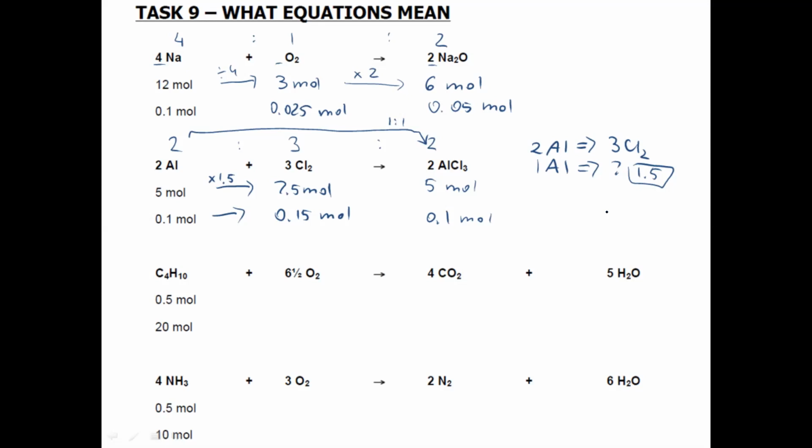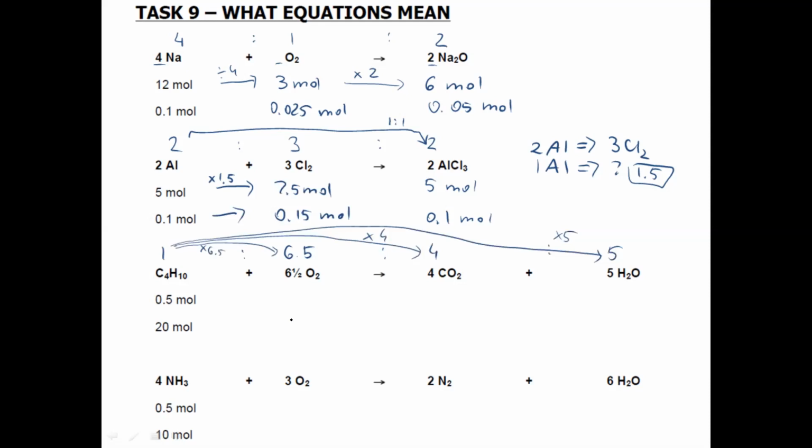Okay, next one. So here we've got the ratio 1 to 6.5 to 4 to 5. Now, it's always best if you have one of the components being 1, because then you can simply go from here to this one, times 6.5. From here to here, we'll have times 4. And from here to here, times 5.